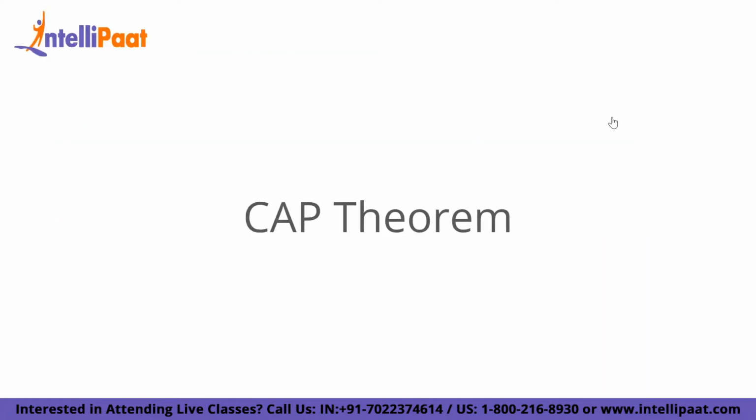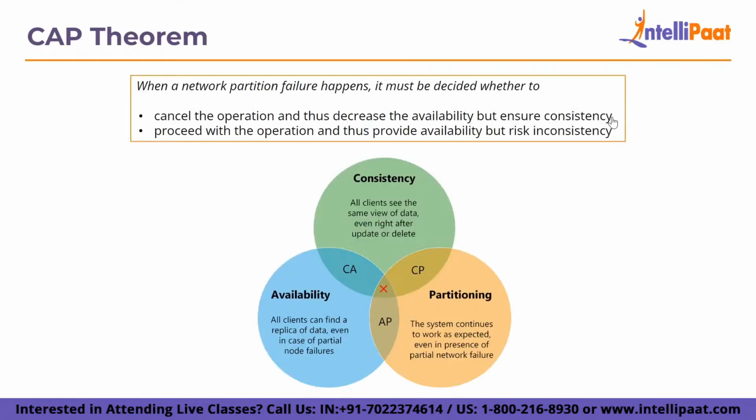Now that we know some basic concepts, let us move on to the core of the theorem itself. So CAP theorem says that when a network partition or a network failure happens, it must be decided between two options. That is, whether to cancel the operation and thus decrease the availability but ensure consistency, or you can also proceed with the operation and thus provide availability, but you will be risking consistency.